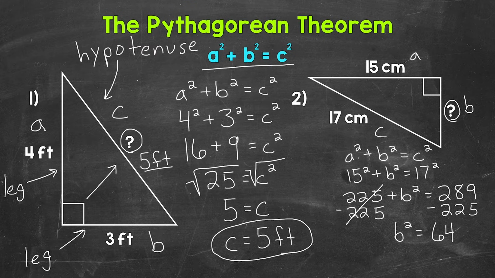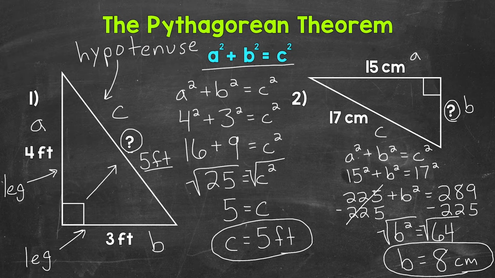We need to isolate that variable of b. Since we are squaring b, we have an exponent of 2. We need to take the square root in order to isolate that b. Whatever we do to one side of the equation, we must do to the other. So we have the square root of 64 as well. The b is now isolated, equals, and then the square root of 64 is 8. So b equals 8, and this is centimeters. This is our missing side length. So b is 8 centimeters.